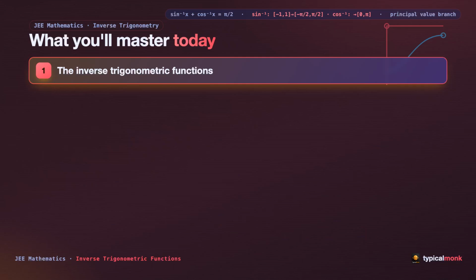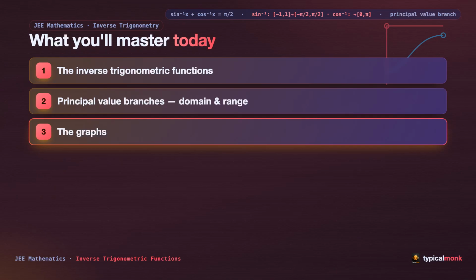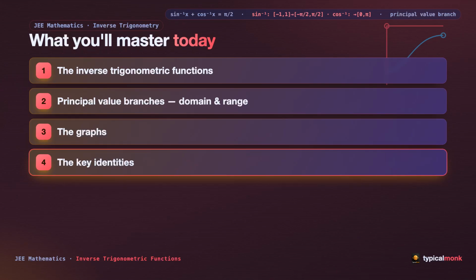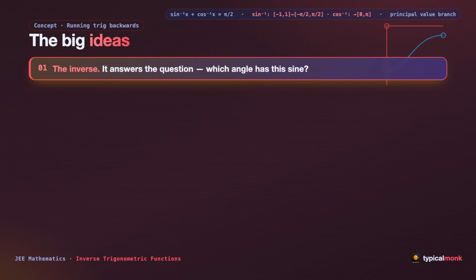Here is what you will master today. First, the inverse trigonometric functions. Second, the principal value branches, the domain and range of each. Third, the graphs. Fourth, the key identities. And fifth, the addition formulas. One idea at a time. Let us set the foundation.